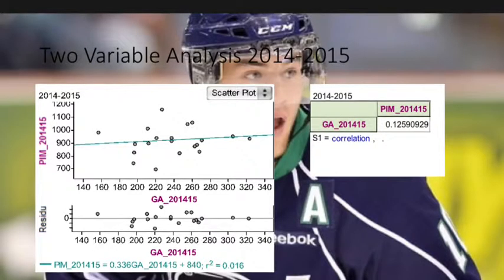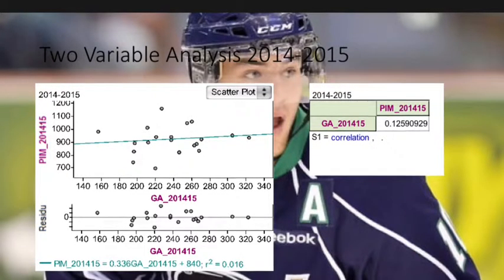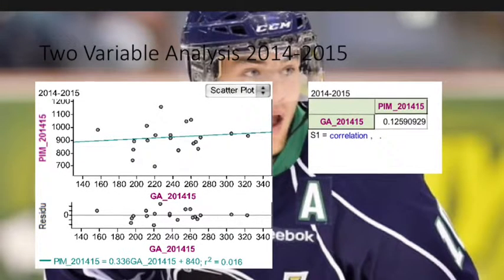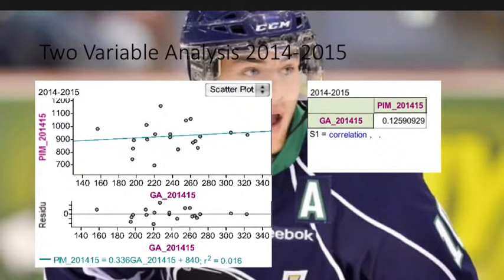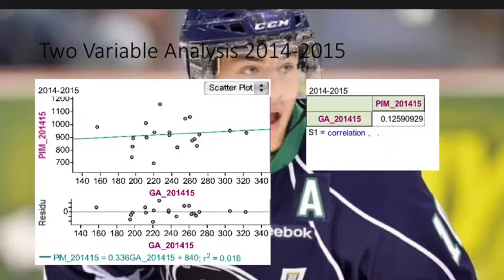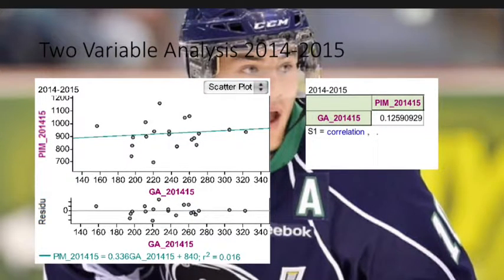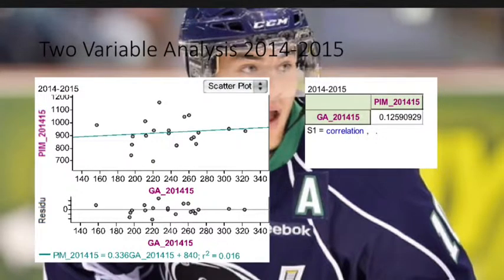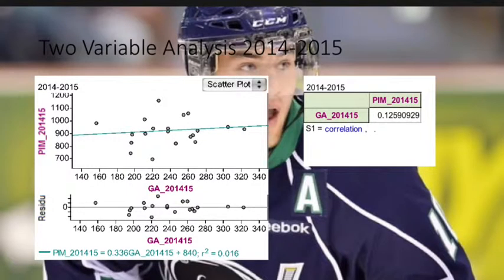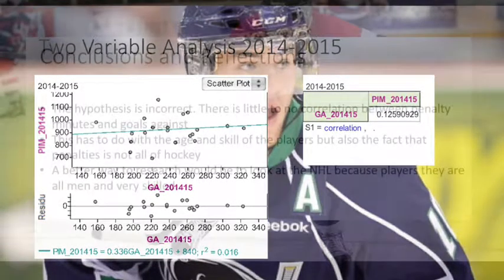However, the 2014-2015 scatter plot tells a different story. The trend line in the scatter plot has a slightly positive slope, and the correlation between penalty minutes and goals against is 0.1259. The equation of the graph is telling us that one penalty minute will result in 0.336 of a goal. This makes sense because the average penalty kill percentage is around 75%.